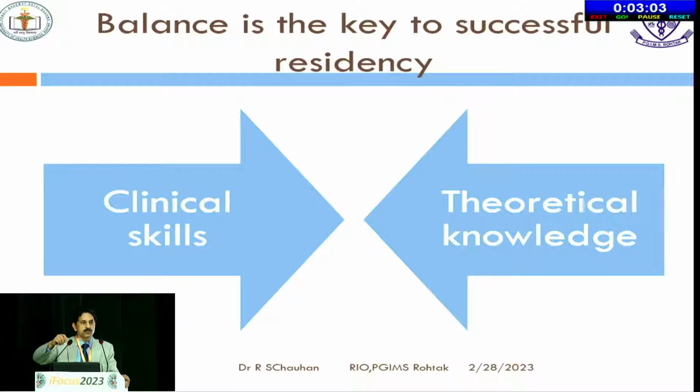The same is true if you do not know theoretically the difference between a stye and a chalazion. A chalazion is a chronic inflammatory granuloma of the meibomian gland and a stye is an infection. So you will go to the right approach: you puncture the stye and you give an incision in the chalazion. That is the importance of theory.